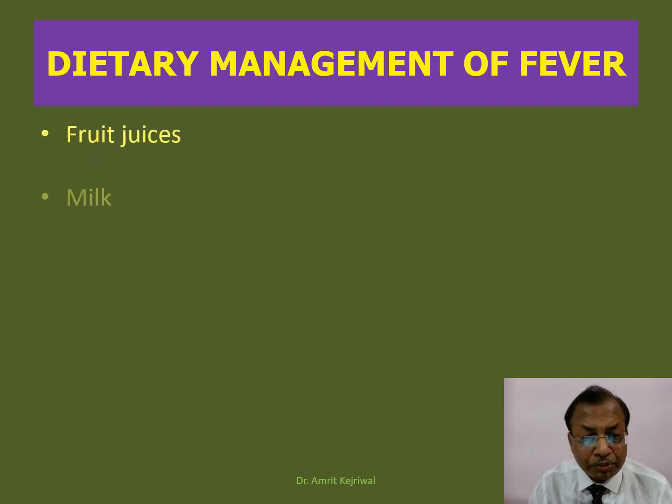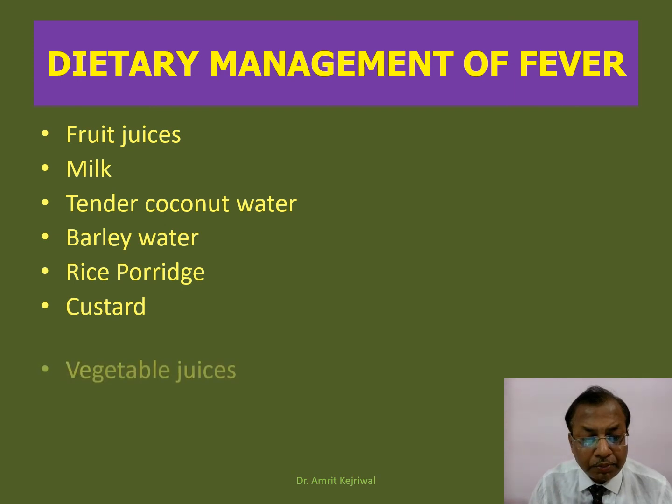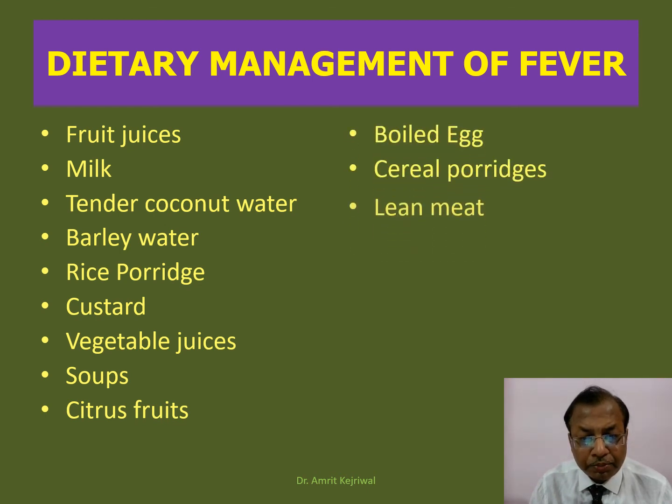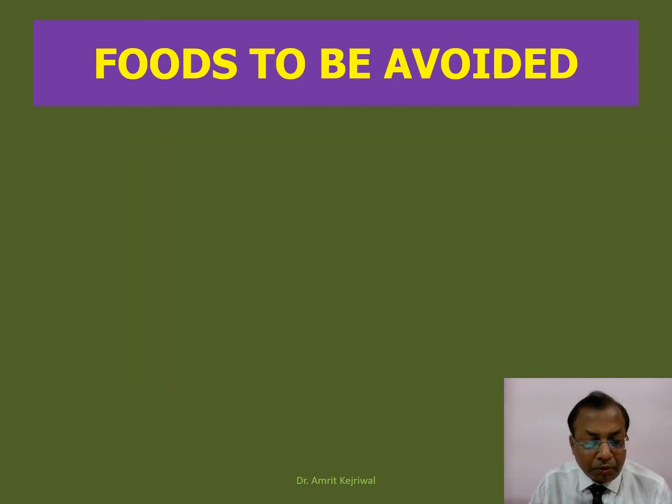Give them fruit juice, milk, tender coconut water, barley water, rice porridge, custard, vegetable juices, soups, citrus fruits, boiled egg, cereal porridges, lean meat, poached or steamed fish. Boiled vegetables can also be given. Foods to be avoided.